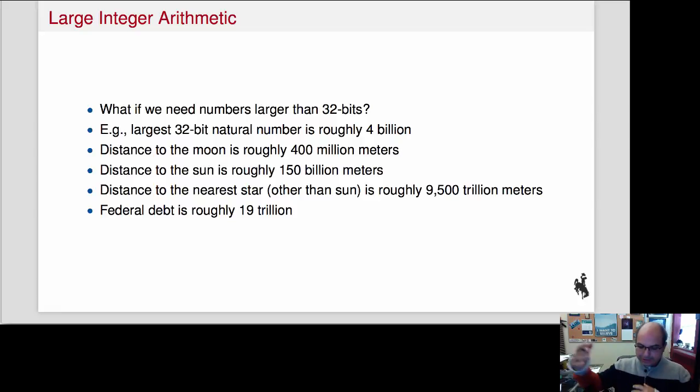How about the distance to the nearest star other than the sun? That's a trick question. So that's about 9,500 trillion, with a T, meters. That doesn't fit in 32 bits. Here's another number: the federal debt. It's roughly 19 trillion. If I were to round that right now, it would round up to 20 trillion. It's not quite astronomical in the sense that there's 9,500 trillion meters to the nearest star other than the sun, but that's a big number. Again, way too big to store in 32 bits.